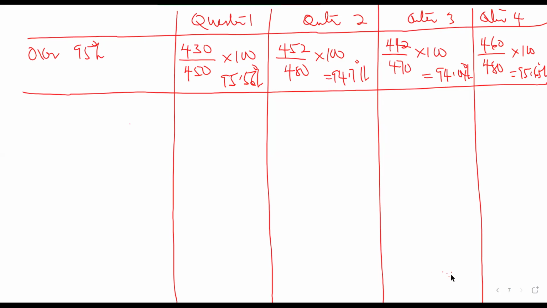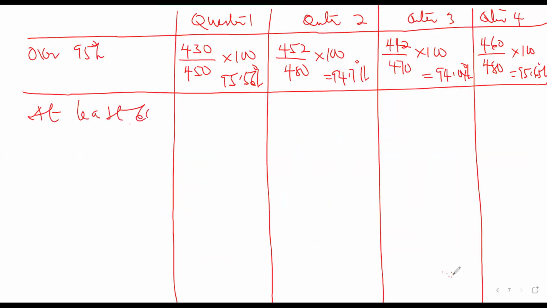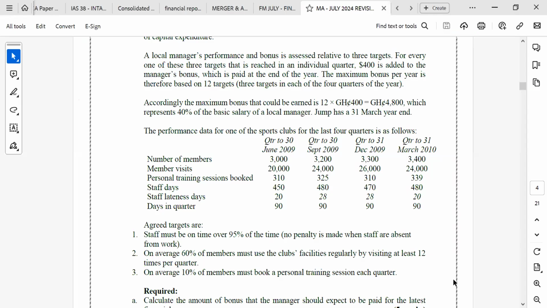On average, 60% of members must use the club facility regularly by visiting at least 12 times per quarter. So the second target is at least 60% of the members visiting, and each member must visit at least 12 times per quarter. So let's come here.